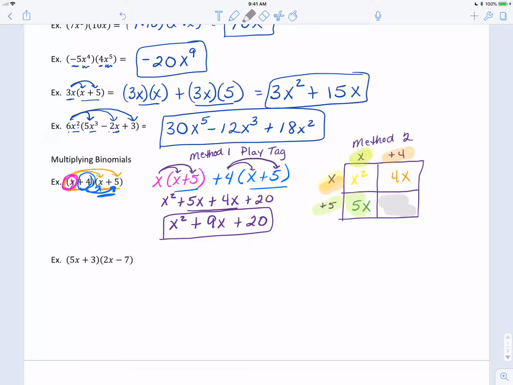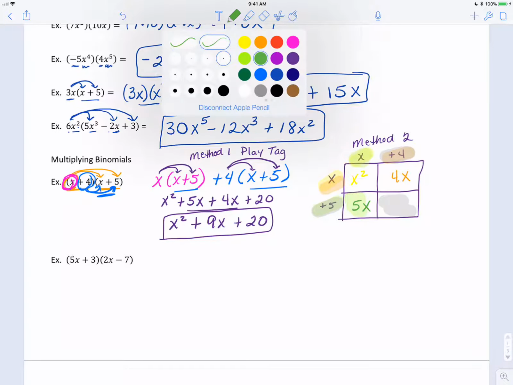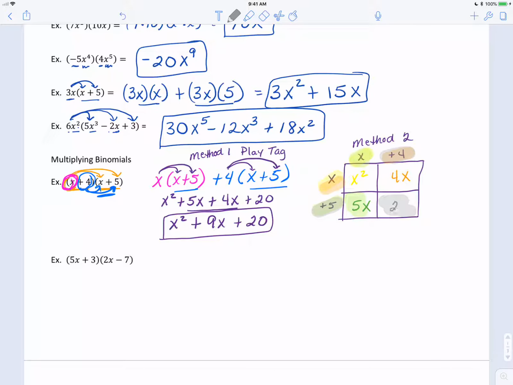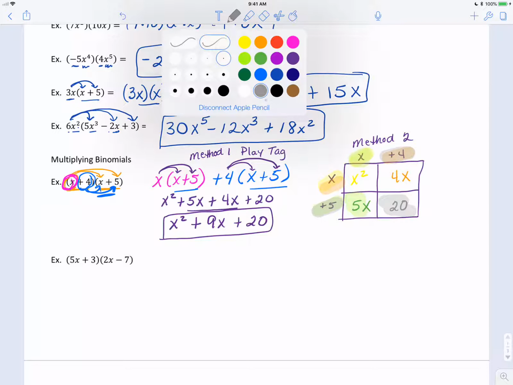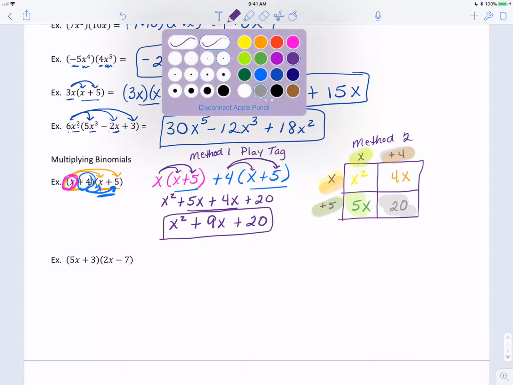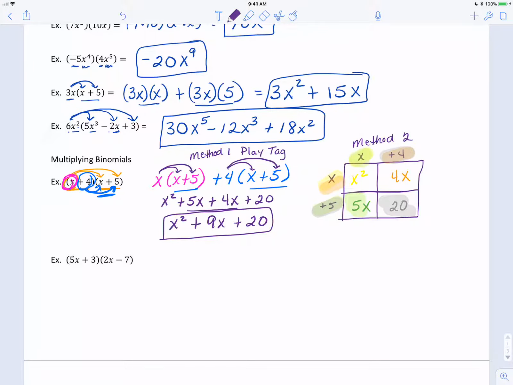And the last box here will be where these two meet, the 4 times the 5, and that is 20. And sometimes that helps you see what all your like terms are, so you don't miss anything. But then we're just going to join all of our like terms together.